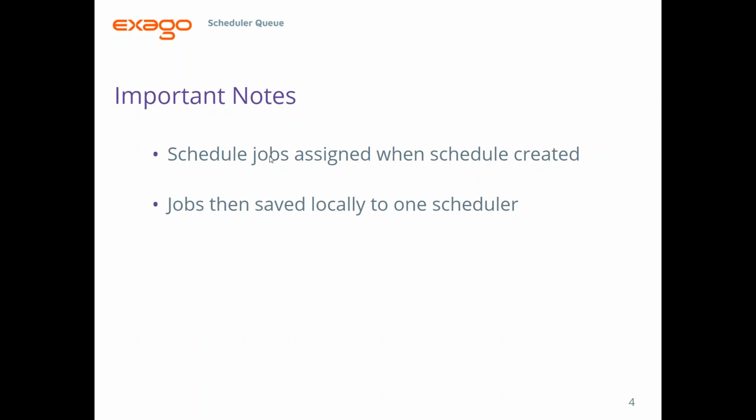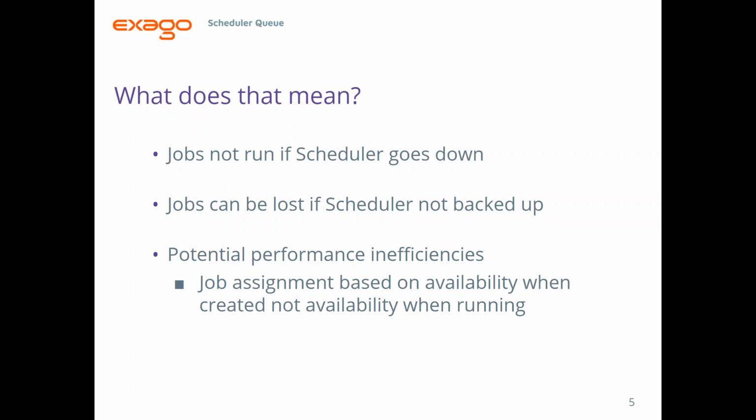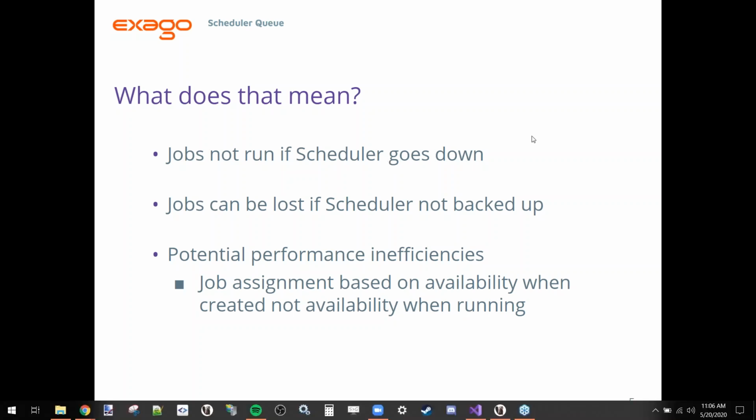We're going to call those jobs. And that job gets assigned to the scheduler, or if you have a bunch of schedulers, it gets assigned to one scheduler specifically. And that one scheduler will save that job as a local file. So we'll see those as XML files inside of the scheduler itself. So what are the implications of having that one scheduler save that job? Well, it means if that one scheduler goes down, that job doesn't run, right?